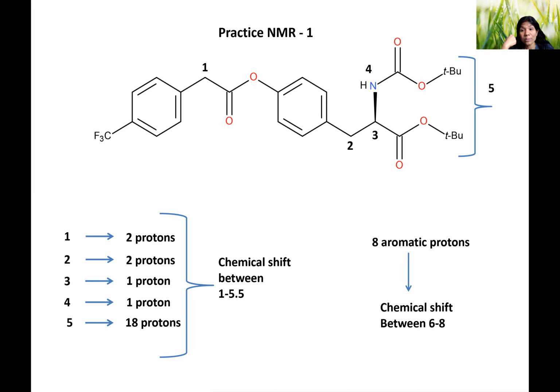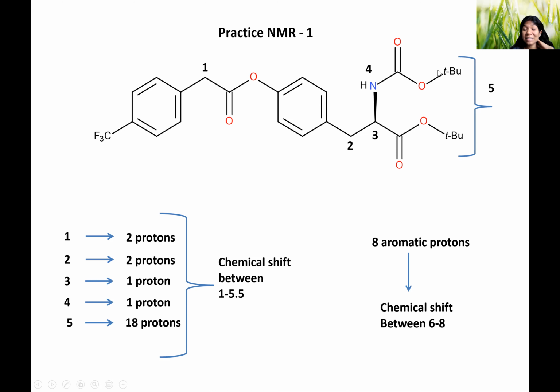Also, it depends on the NMR solvent. If we use methanol D, you will not see this NH proton. But if we use a solvent like CDCl3 or DMSO, you may see this NH proton. So I have marked it here. You may or may not mark it. Okay. And next, there is the number 5.